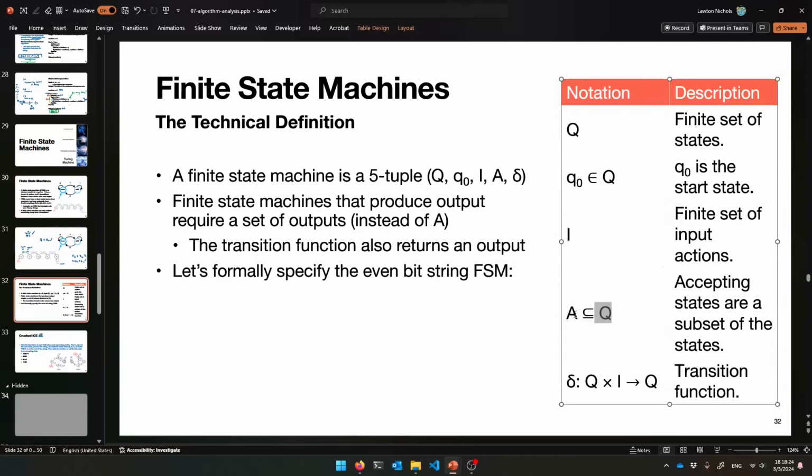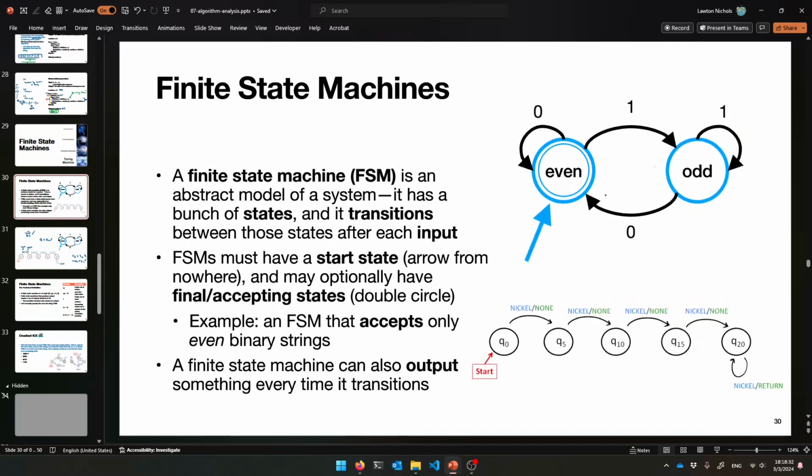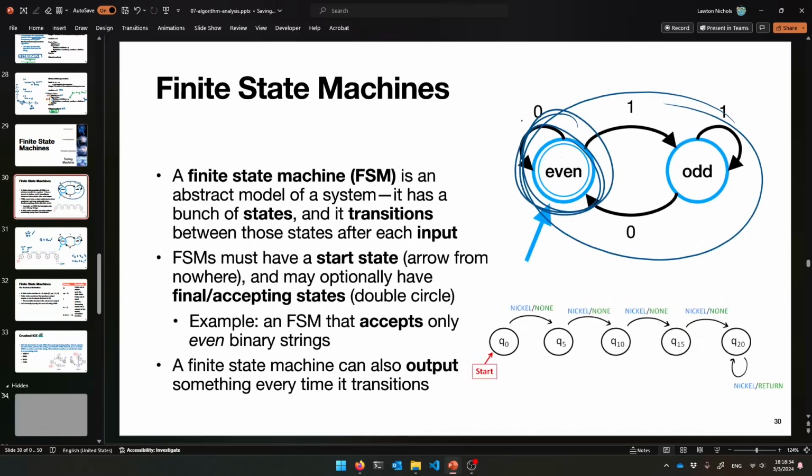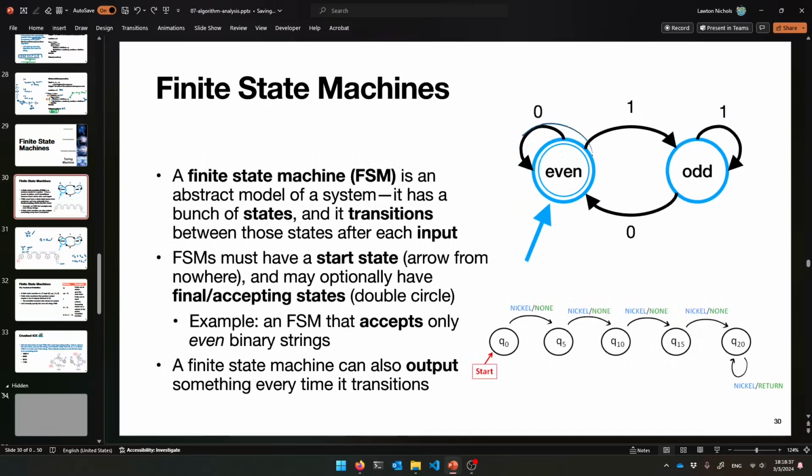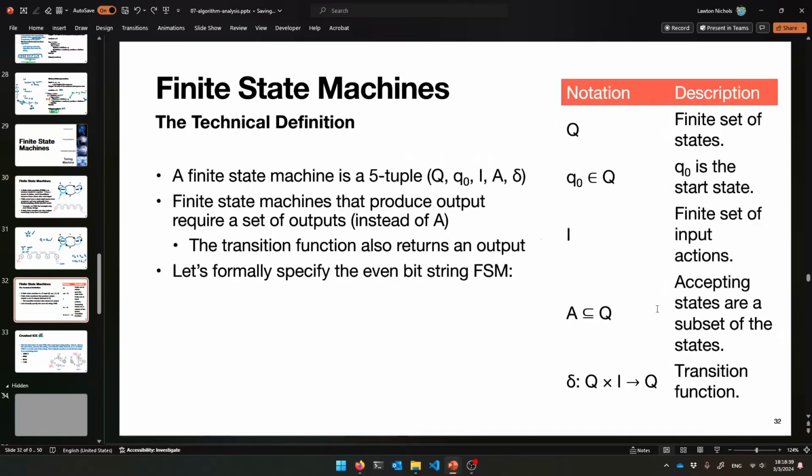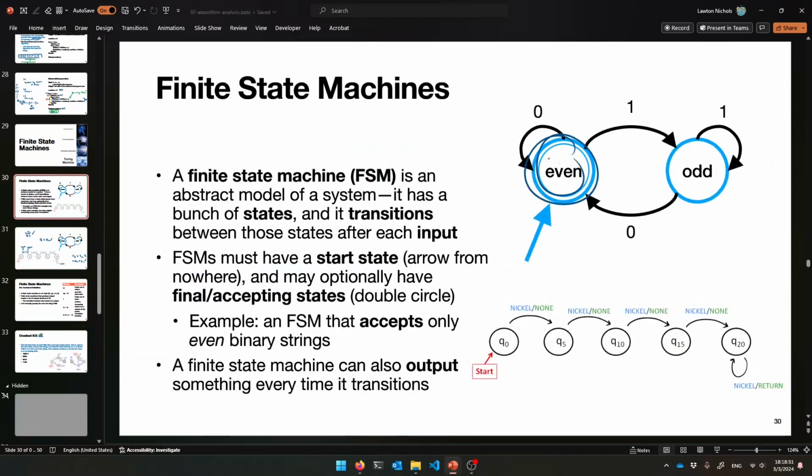And then you need a subset. We're going to call that A, for accepting states. Accepting states are a subset of your total number of states. Your total states are even and odd, but we care about even ones. So our accepting state is just the subset containing only the even state. I'll draw that in a second. And then your transition function is how you move around. Given your current state and a new input, where do you go? Given that you're in the even state and you see a 0, you stay in the even state. Given that you're in the even state and you see a 1, you transition to the odd state. Hopefully that's making some sense.